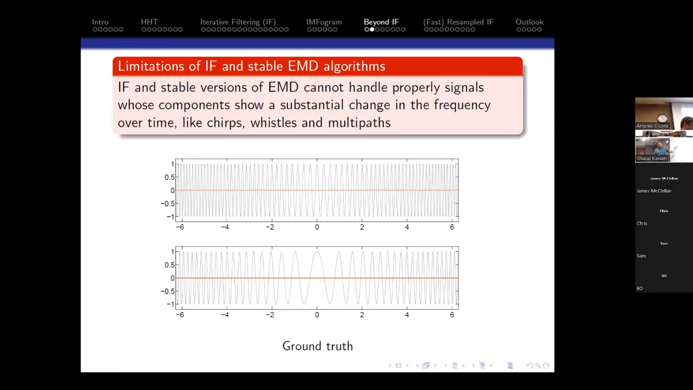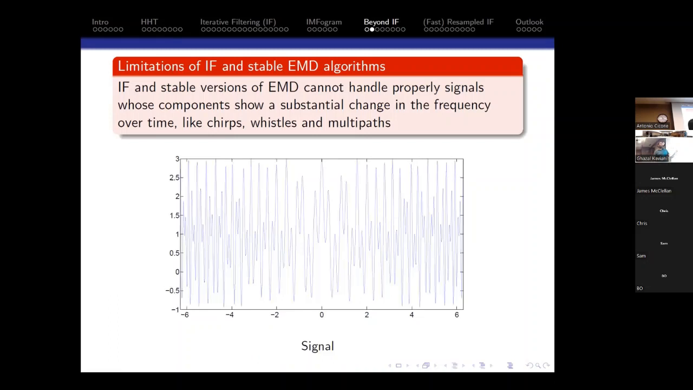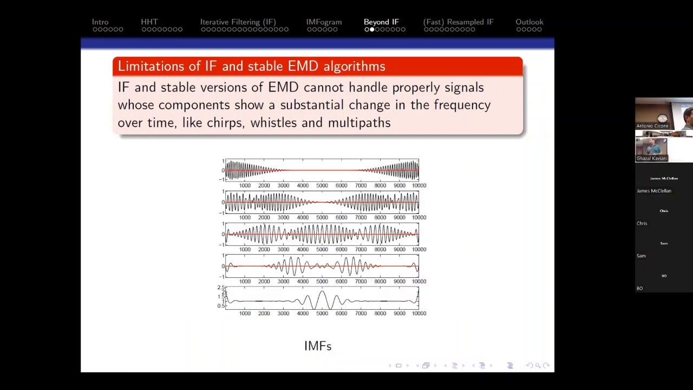Their instantaneous frequency curves look like this. At each instant of time, they're well separated, but overall, the ranges of frequency are overlapping. This means that if I try to apply any technique developed so far, any iterative technique, we cannot separate these two as we would like. So let's combine these two components in a signal and feed it into fast iterative filtering. And that's what you get as a decomposition.